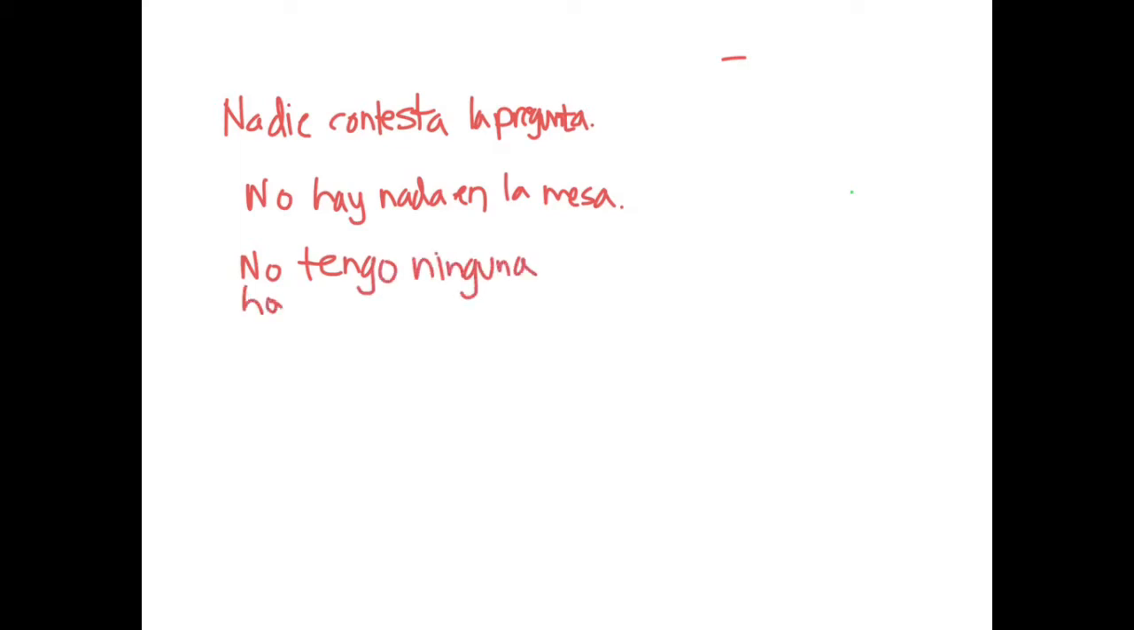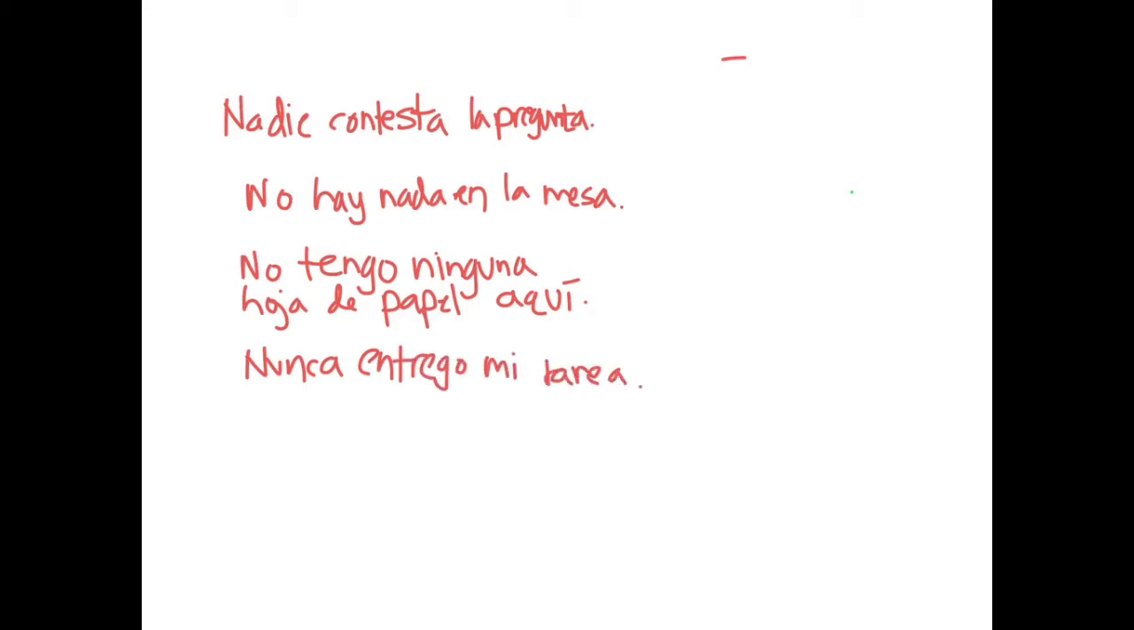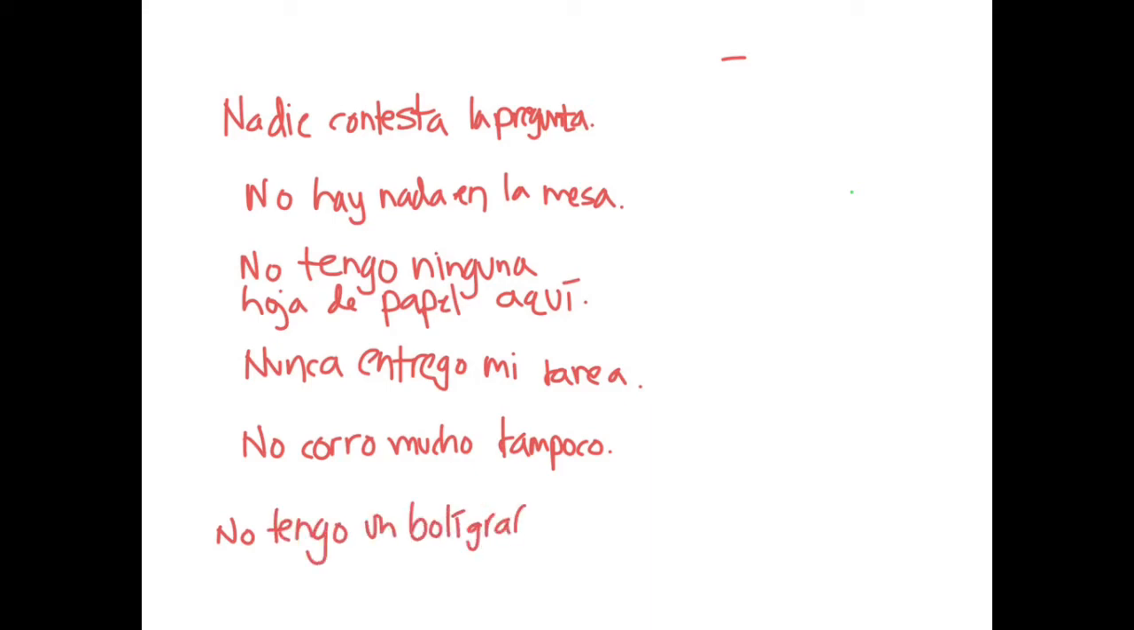No tengo ninguna hoja de papel. I don't have any sheets of paper here. Nunca entrego mi tarea. I never turn in my homework. No corro mucho tampoco. No tengo un bolígrafo ni un lápiz. Now these are the negative versions. So these negatives before the verbs, that's what makes these sentences actually negative versus affirmative.